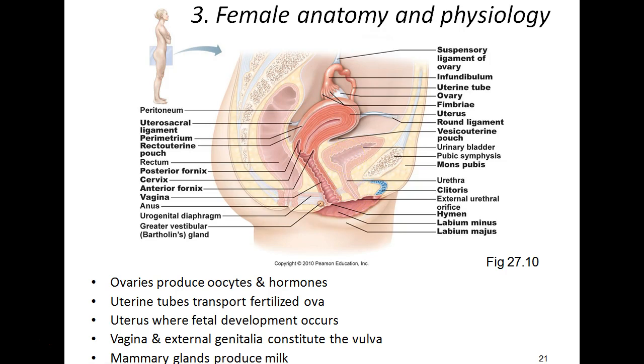Let's look into these structures called ovaries in the back. We're going to watch out for these structures called uterine tubes. And then we see a structure called the uterus leading to the vagina and external genitalia. We're going to discuss the vulva later on. And then lastly, we discuss mammary glands and how they produce milk.